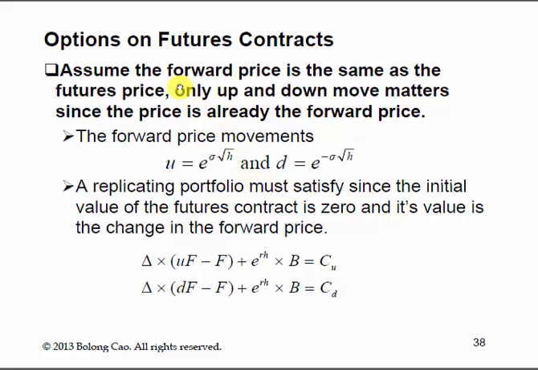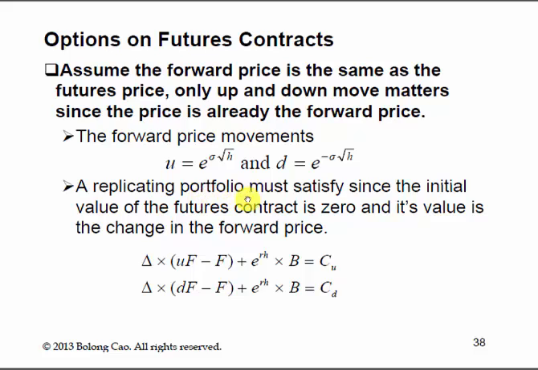Now think about options on futures contracts. Again, for the most part in this course, we will assume the forward price is the same as the futures price. The only up and down move matters because the price attached to the futures contract is already a forward price. The forward price movement is going up by one standard deviation or going down, with continuous compounding, by one standard deviation. This is the up proportion and the down proportion.